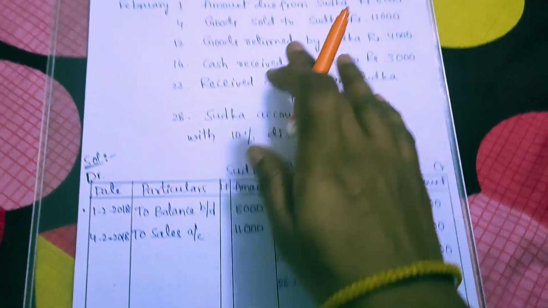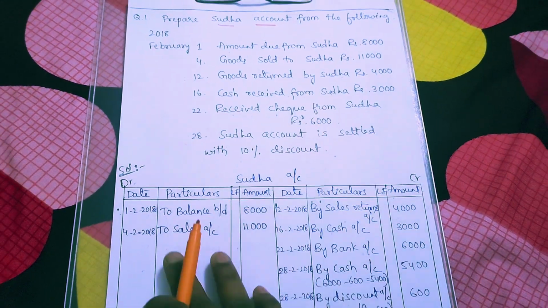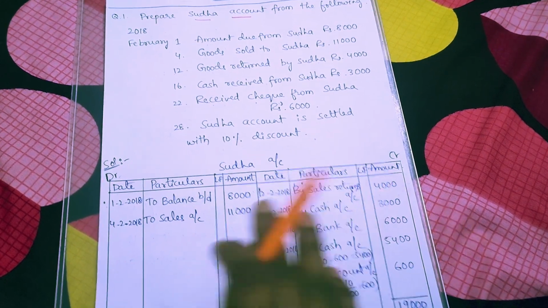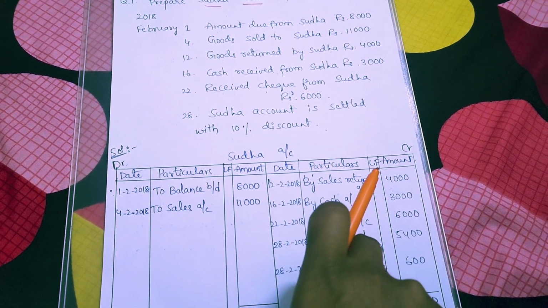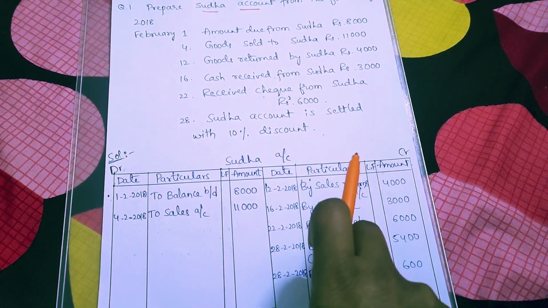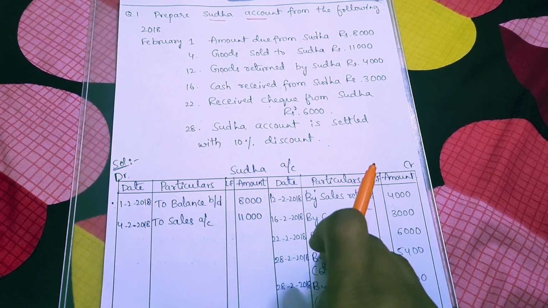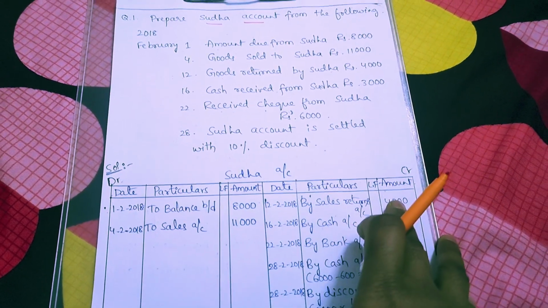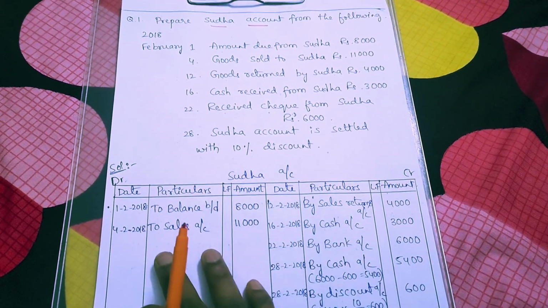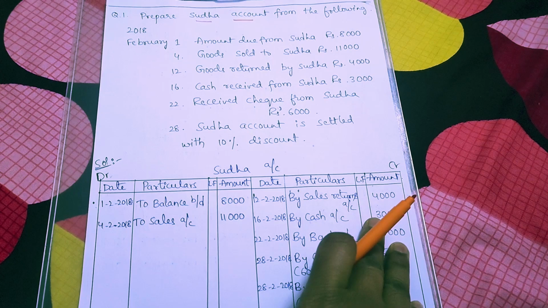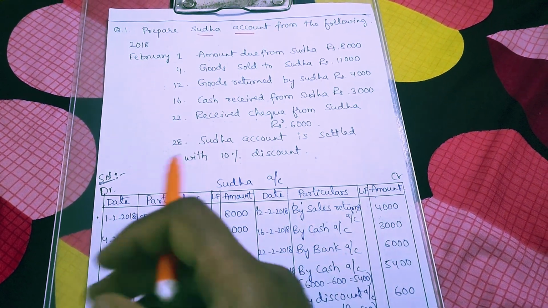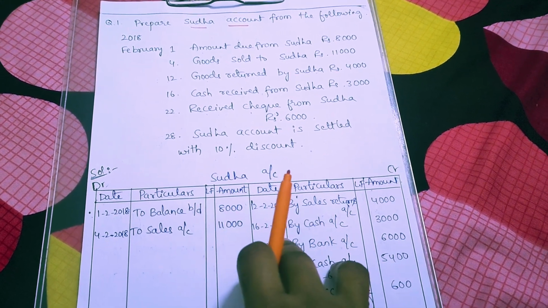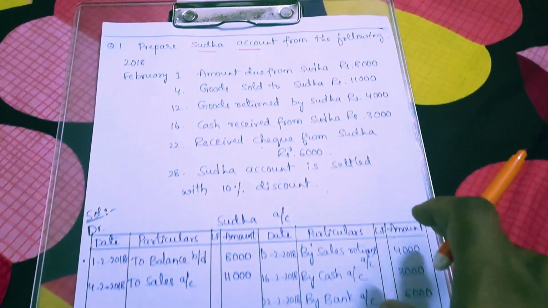If you want to record all these transactions here in the account, you should know the pro forma format: what items appear on the debit side, what items appear on the credit side. You should know that before. If you go through the previous lecture, whatever I have given related to this topic, you will understand the pro forma format, what items are going to appear on the debit as well as on the credit. After looking into that, you can do this solution, or you can watch this video so that you understand in a better way.